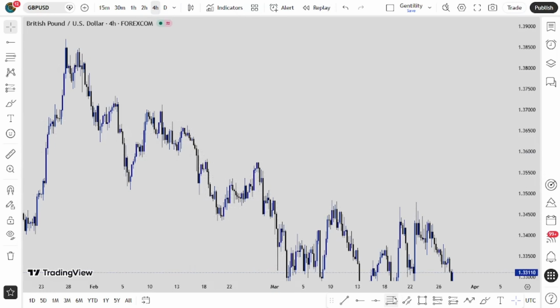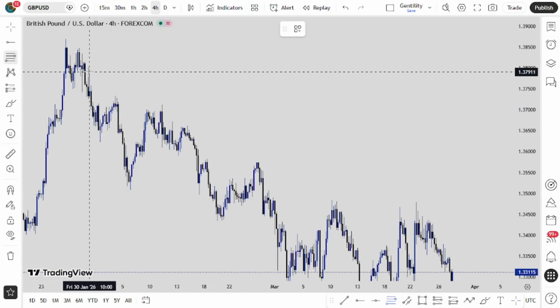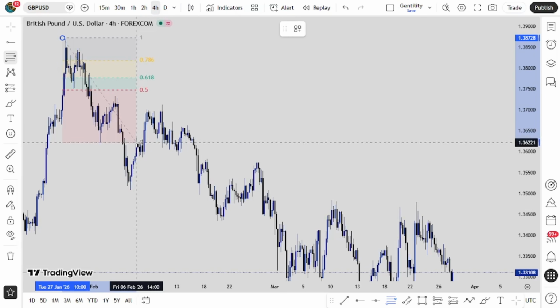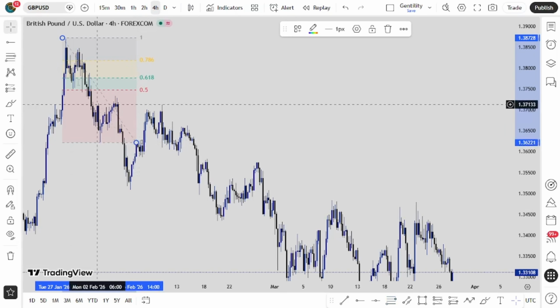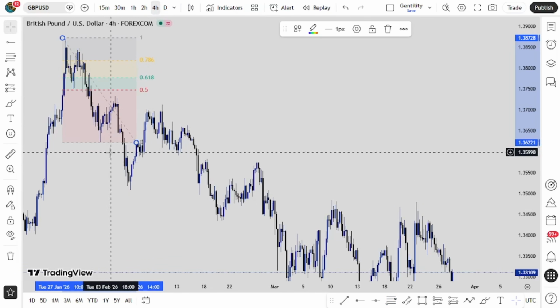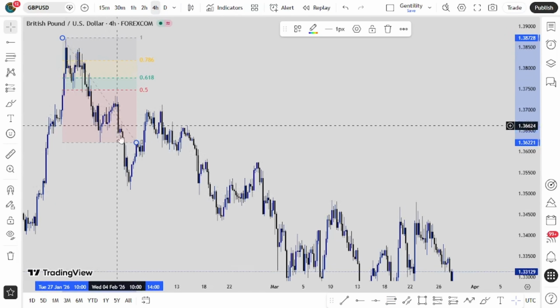Now, let's take for instance, you are about to enter this particular market. You were not able to get an opportunity at this particular zone. Let's say you drew your Fibonacci from here. Remember, on a downtrend, you want to draw from a swing high to a swing low, right? On an uptrend, you are drawing it from a swing low to a swing high. On a downtrend, you are drawing it from a swing high to a swing low.